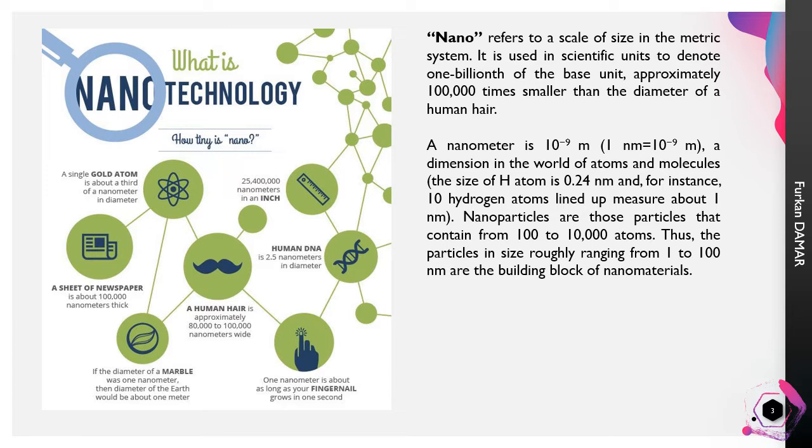Let's start with the nano term. Nano refers to a scale of size in the metric system. It's used in scientific units to denote 1/1,000th of the base unit, approximately 100,000 times smaller than the diameter of a human hair. And here is a figure that shows some examples. For instance, a human DNA is 2.5 nanometers in diameter, and a sheet of newspaper is about 100,000 nanometers thick.